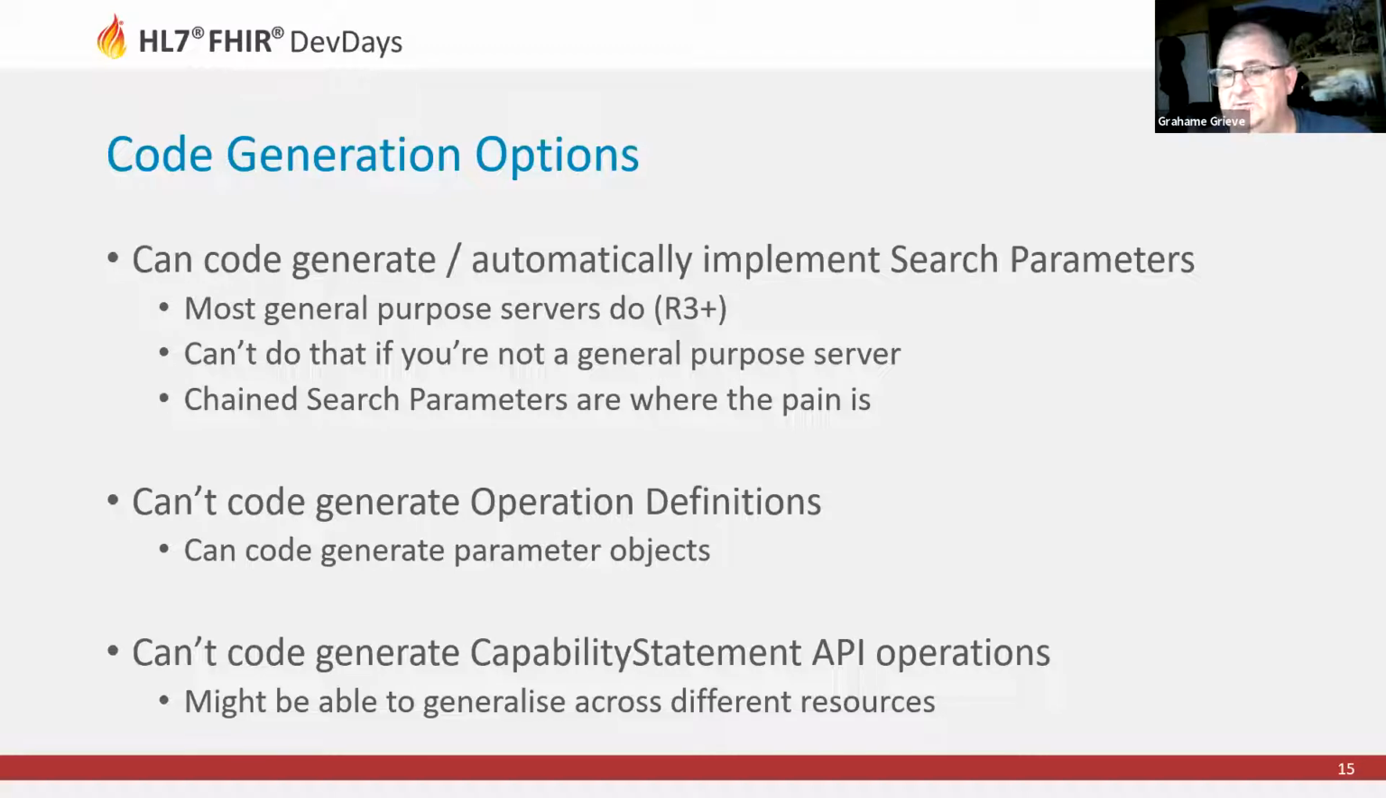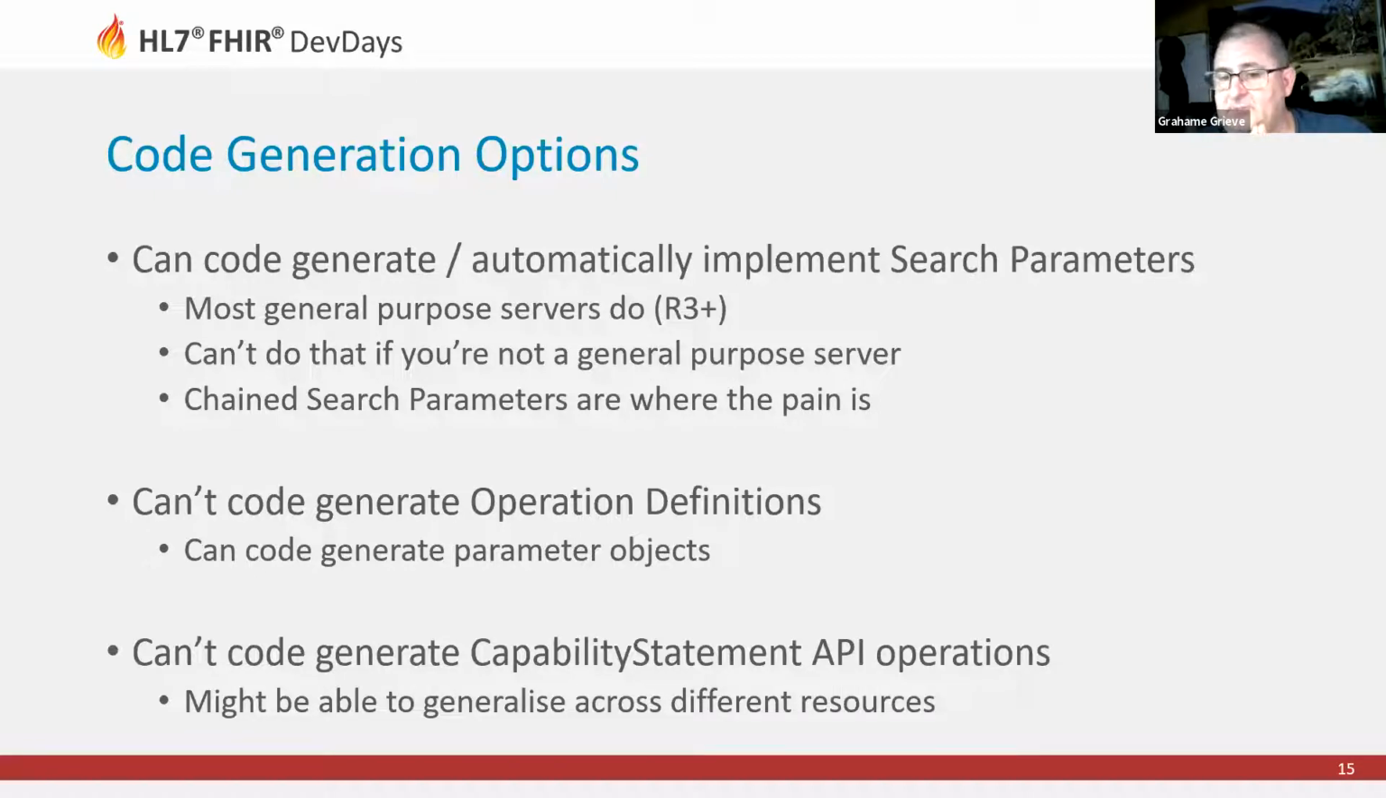But irrespective of whether you're doing general purpose servers or coding the search parameters by hand, chain search parameters are always where the pain is somehow. They're the most useful feature of search. You can do some incredible things, but they're also a way to really punish the system.